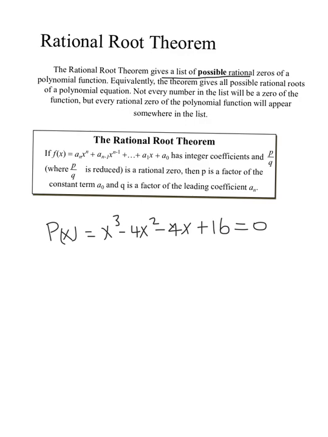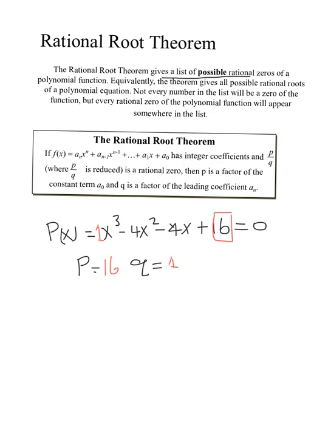So how I would do that is by identifying the p and q. That's my first step. To identify p, it is this number, which is 16, and q is the coefficient of the highest degree variable. In this case it is 1.